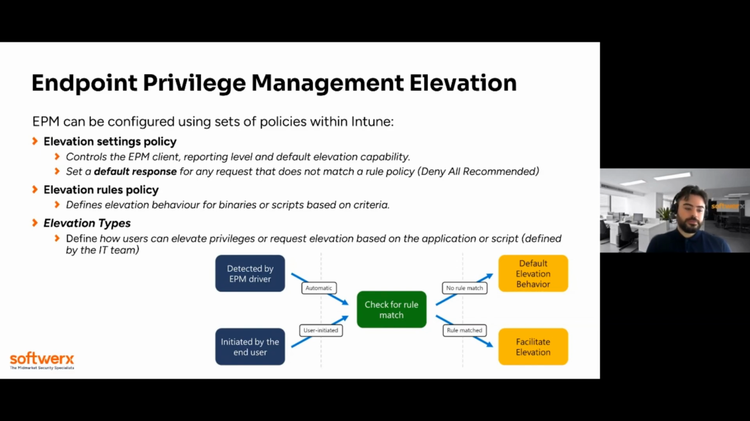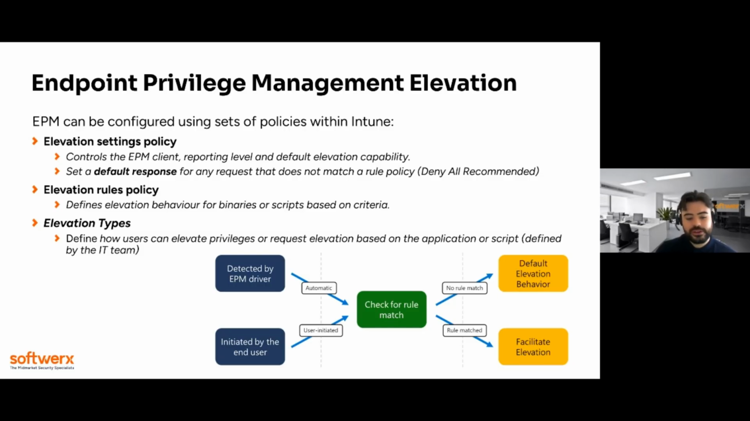And that falls into the next part there, the elevation rule policy. And what that does is it effectively just defines the way that the applications can run based off of the binaries, off the scripts, off the file hashes, off of the context of the application itself. In terms of elevation types, we've got different ways that we can actually elevate applications from an end user perspective, and we'll touch on those in the next slide.